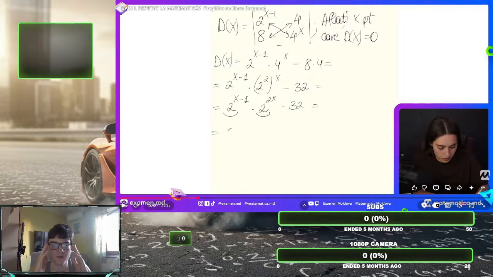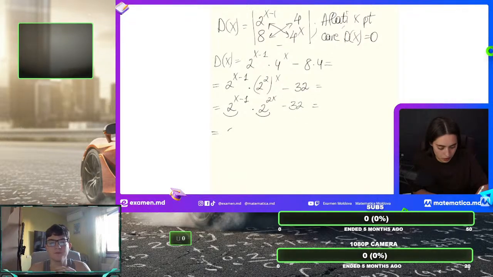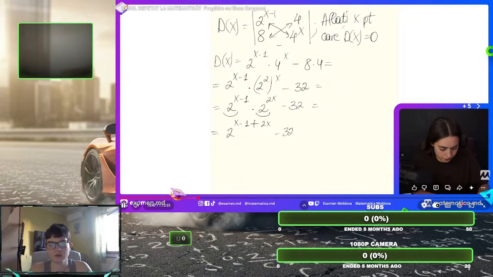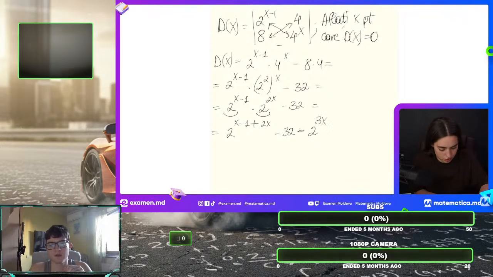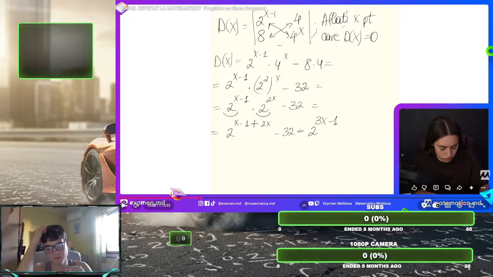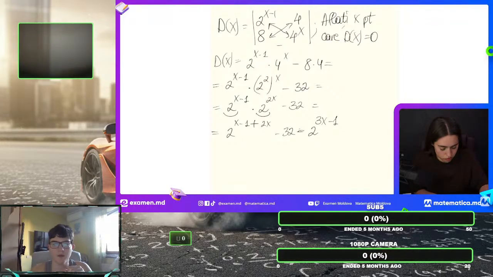Okay, so if it's with the same base and it's multiplied, what you need to do with the power is just add them. So you'll have 2 to the power of x minus 1 plus 2x. Easy as that. And x plus 2x is 3x minus 1 right there in the power, and 32 is 2 to the power 5. So now you're just going to work with that. You have minus right there.